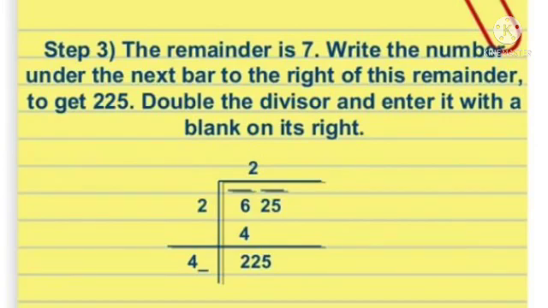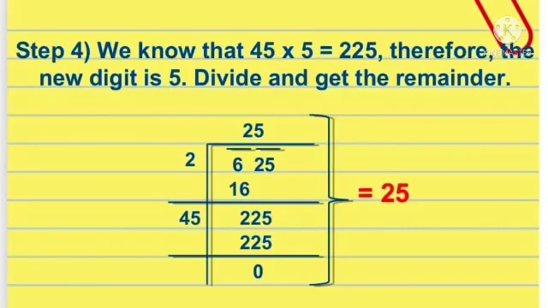Step 3. The remainder is 2. Write the number under the next bar to the right of this remainder to get 225. Double the divisor and enter it with the blank on its right. Observe the figure carefully. We know that 45 multiplied by 5 is equal to 225. Therefore, the new digit is 5. Divide and get the remainder. Observe the figures carefully. We get the answer 25.